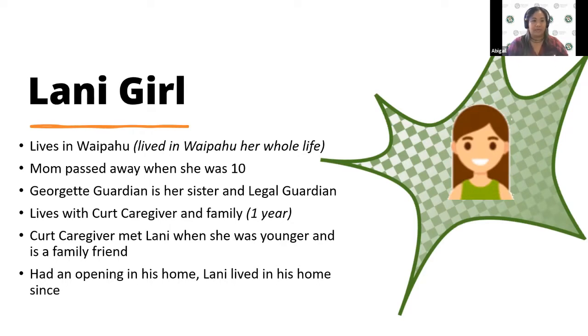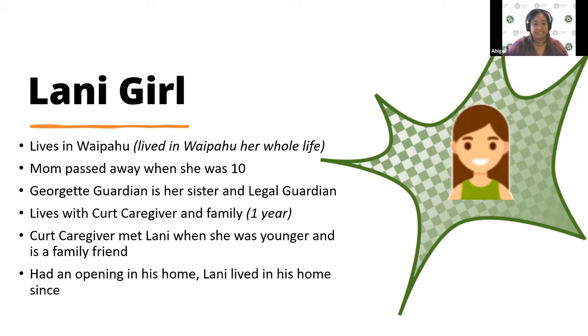Unfortunately, her mom passed away when she was 10 years old. Her sister is Georgette Guardian, and her legal guardian. She actually met Kurt Caregiver a while ago. He's been a family friend, but he actually had an opening in his DDD AFH home and decided that, you know what, Lonnie can go ahead and live with me.